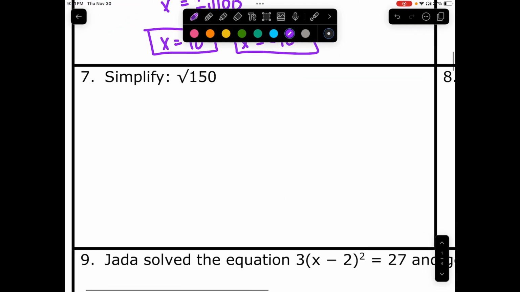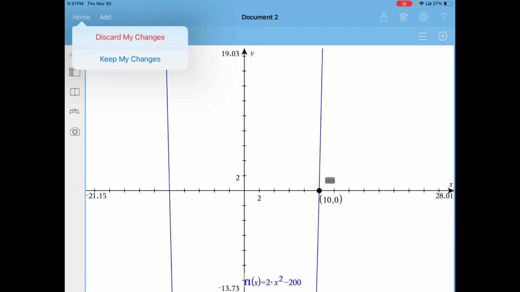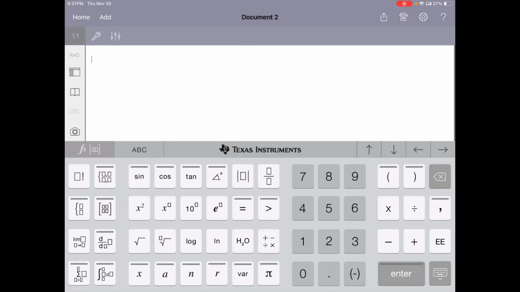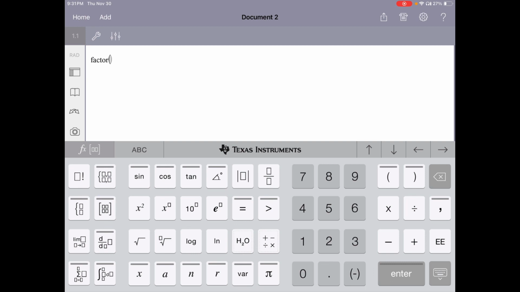Number 7, we're going to simplify this 150. I taught y'all how to do this on your calculator. I think it was menu. Is it 2, 3? That sounds right. Let's go check. I'm not sure. All right, so menu, number, yeah, factor. There you go. What was it? I hope it was 150.